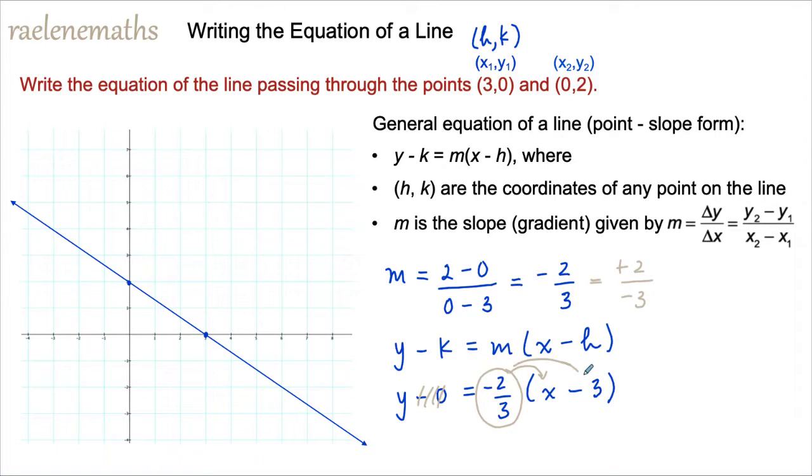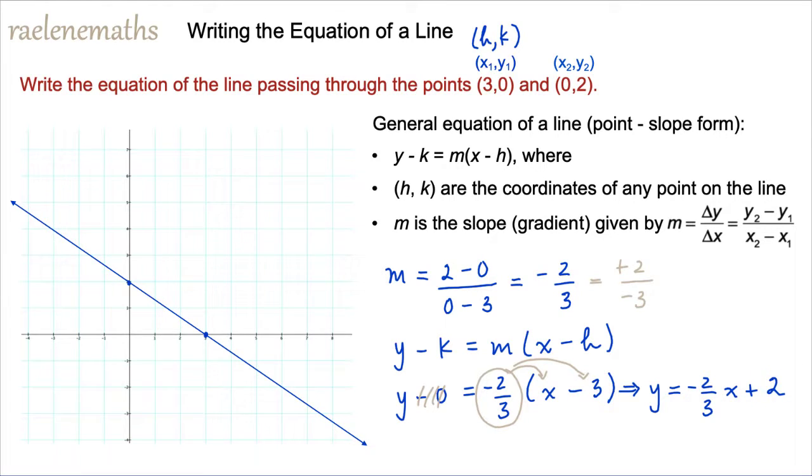and I'm going to distribute that negative 2/3 throughout the brackets, which gives me a simpler equation of y equals negative 2 over 3 x plus 2. Negative times negative is positive, and 2/3 times 3, or 2/3 of 3, is 2.